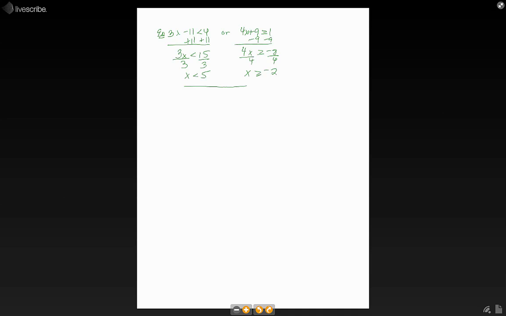Graphing now. What do I put on my graph? Negative 2 and 5. Good, you guys said negative 2 first, so I'll put that on the left, actually because negative 2 is smaller. Okay, so the first one, x less than 5. Which way do I go? And is 5 included? No. How about x greater than or equal to negative 2? Which way do I shade?